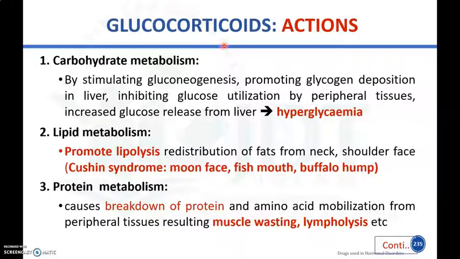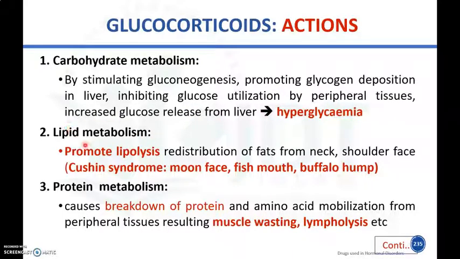Now coming to the second corticoids, that is glucocorticoids. Let's see what are the actions of glucocorticoids. First one is carbohydrate metabolism. So glucocorticoids will stimulate the gluconeogenesis, and also they will promote glycogen deposition in liver, and they will inhibit glucose utilization by peripheral tissue. All this process will lead to increasing glucose level in our body. So it may lead to hyperglycemia.